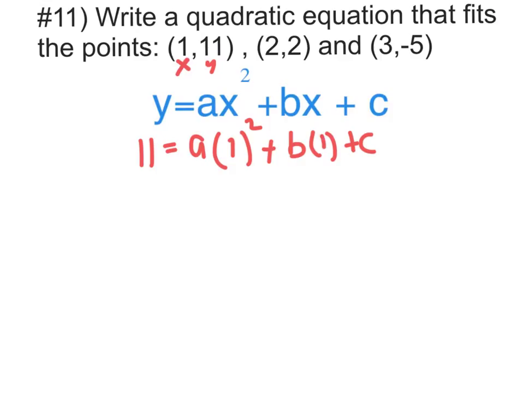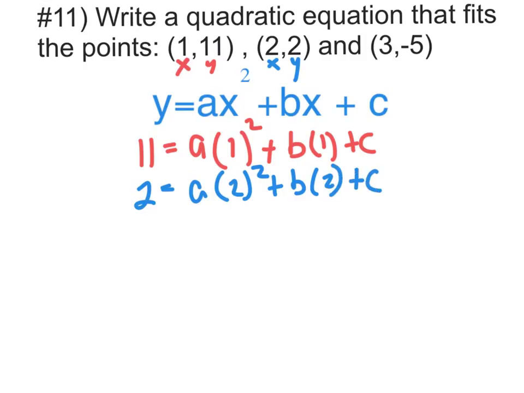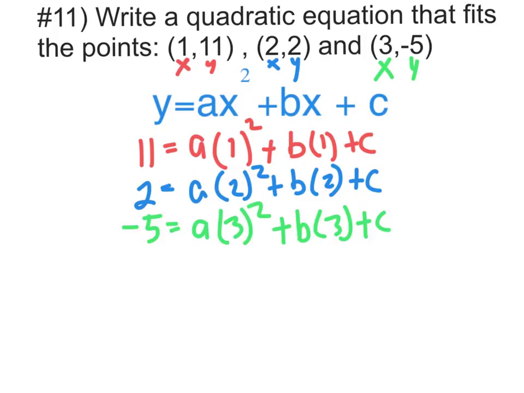Let's move on to the next one. You have the x value being 2, the y value being 2. So you have 2 = a(2²) + b(2) + c. And the last one, where 3 is x and y is -5, we're going to get that third equation. Okay, so this is really a 3 by 3 system. It just looks ugly, so what we need to do is rearrange it and make it look nicer.